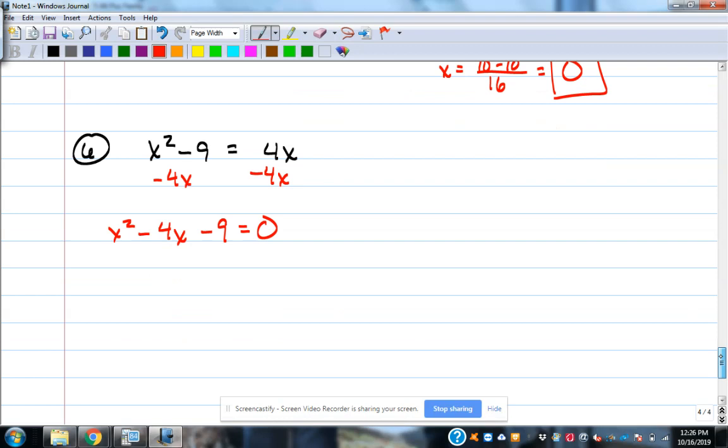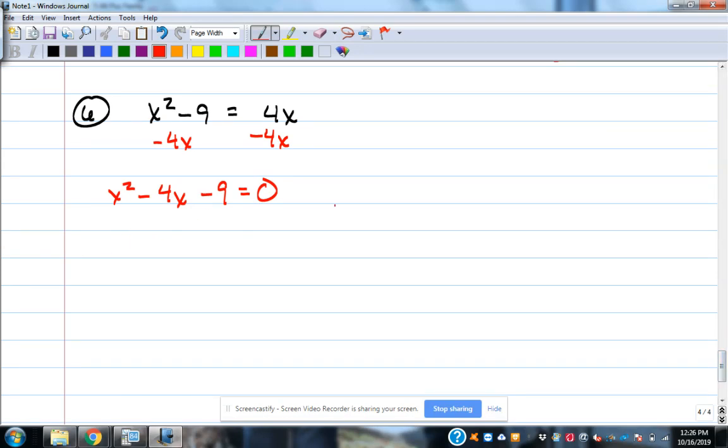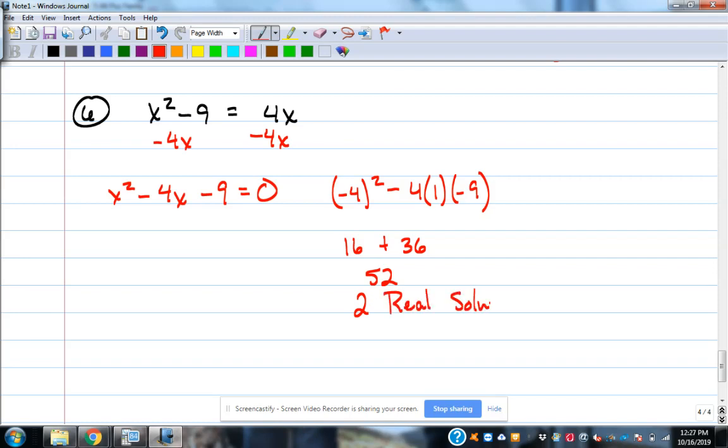So let's do the discriminant. So -4 squared minus 4 times A times C. It'll be 16 plus 36, which is 52. Is 52 a square number? That was small enough we probably should know that. No. So that means this is not going to be a rational solution. And what kind of solutions are we going to have? 2 real solutions. So if it's not a square number, that means you're going to have a square root left in it.